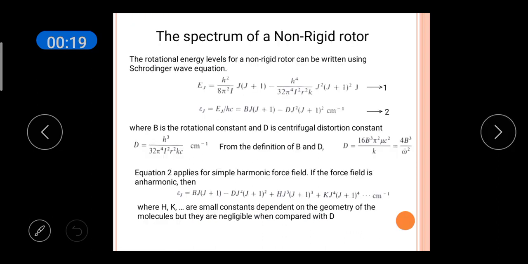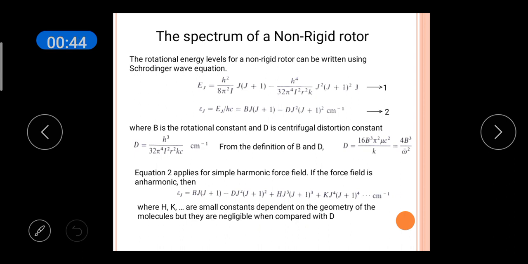When a diatomic molecule is rotating, sometimes there will be a centrifugal stretching of the molecule, and due to this the rigid nature of the molecule is changed. Such a molecule is called a non-rigid rotor. The rotational energy levels for a non-rigid rotor can be written using the Schrodinger wave equation as given here.